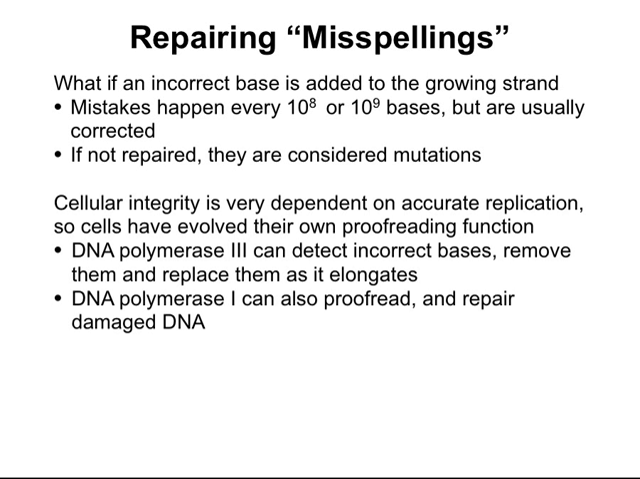The cellular integrity is highly dependent on accurate replication, so cells have evolved their own proofreading function to make sure that errors are very few and far between. Both DNA polymerase III and DNA polymerase I can proofread and repair damage. Do you recall which enzyme had which role? Which is the primary DNA polymerase involved in elongation? You're right, DNA polymerase III. And then what did DNA polymerase I have to do with everything?